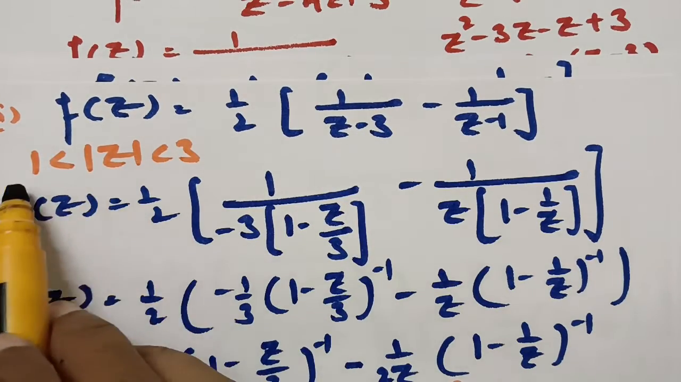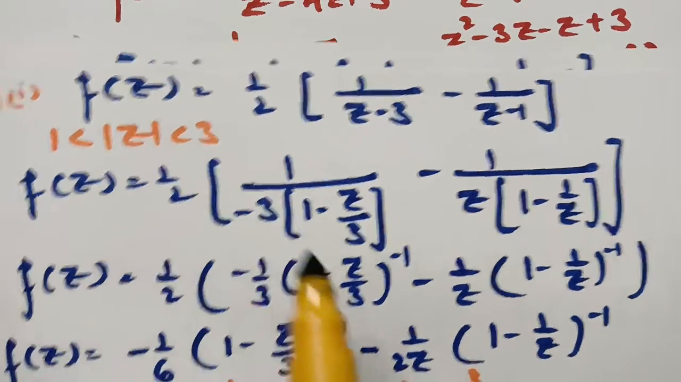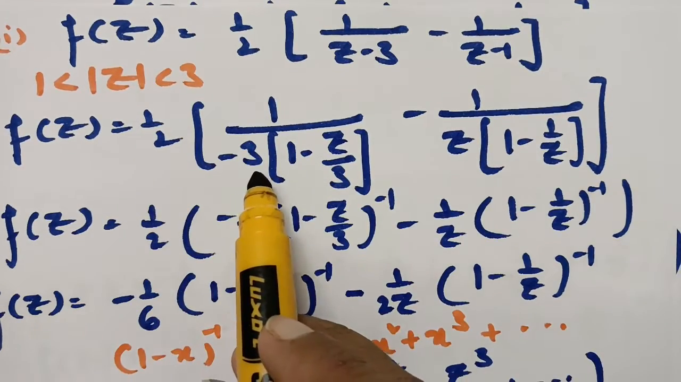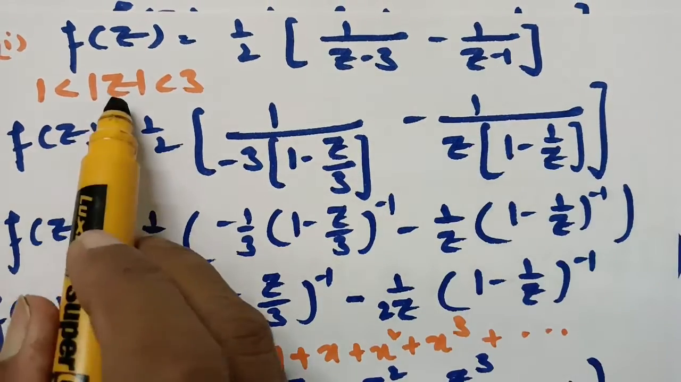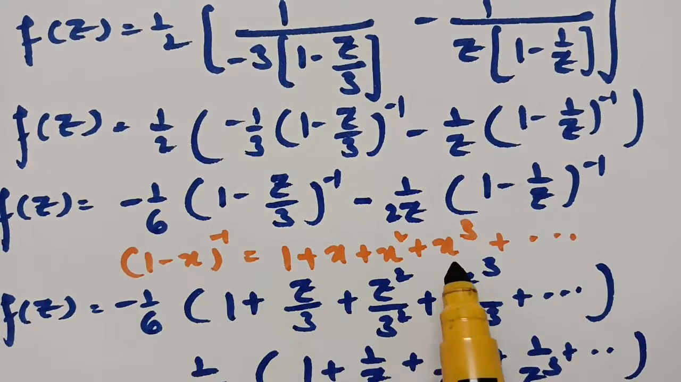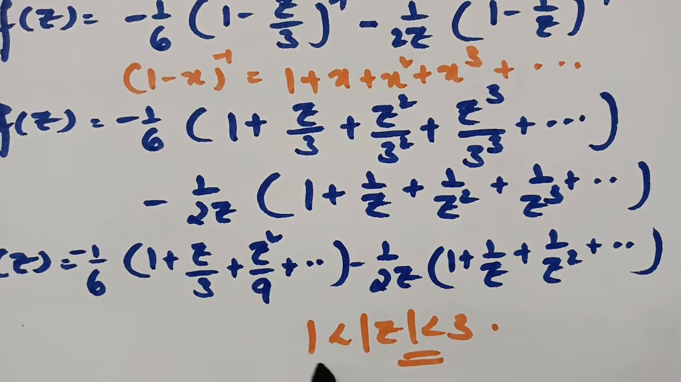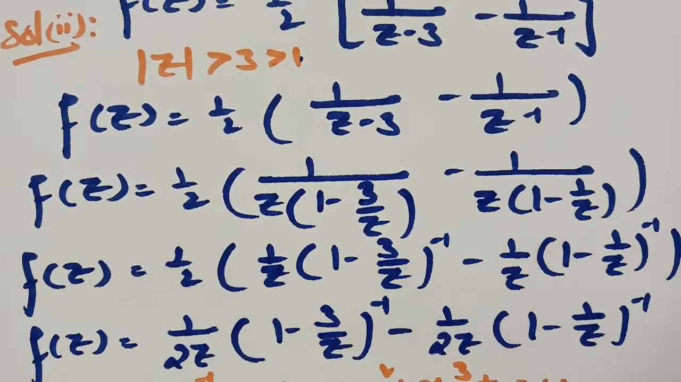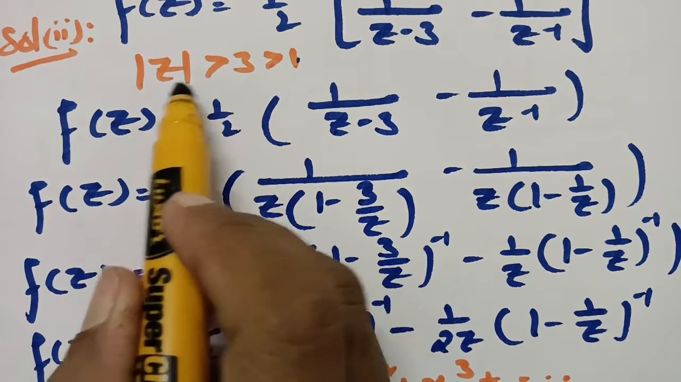The condition here is 1 less than mod z less than 3. So among z and 3, compare, 3 is greater. So I have taken 3 common. Among z and 1, z is greater, and they have taken z common. And so this is the expansion I have used, and this is the final answer for 1 less than mod z less than 3. And the second case here is mod z greater than 3.